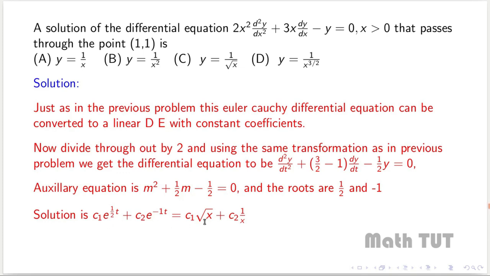And if you take back our substitution we had given initially, you get c1 root of x plus c2 times 1 by x. So you can clearly see from here that if you give c1 as 0 and c2 as 1, we get our solution A.